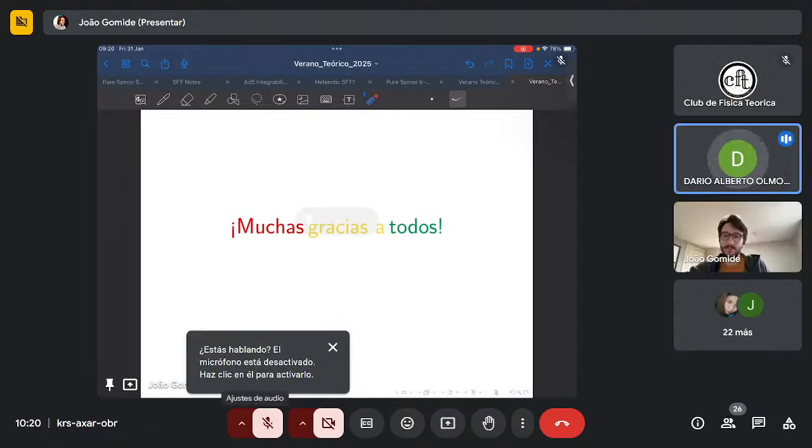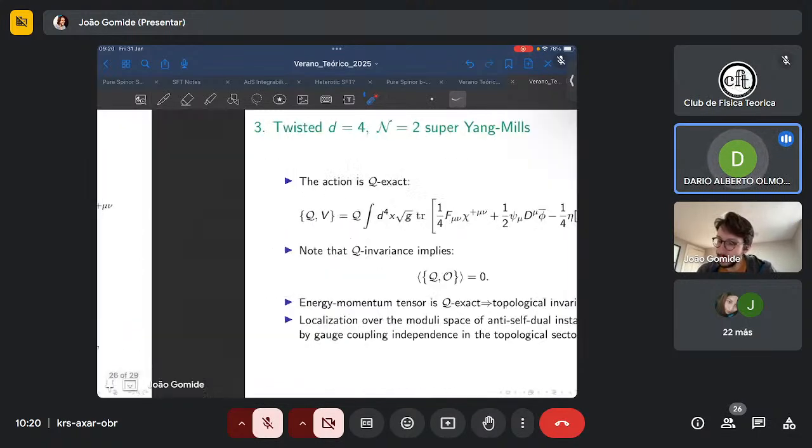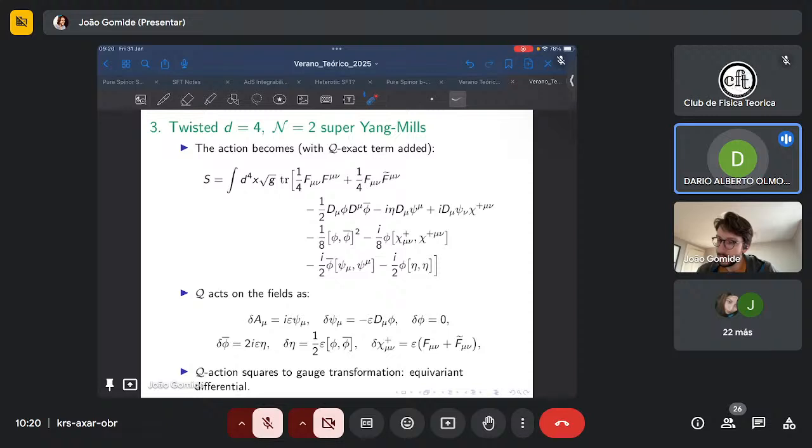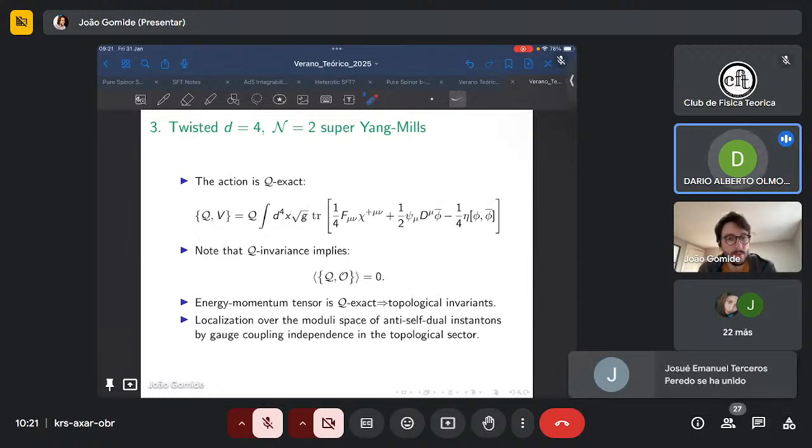Well, I have a question about the topological invariants that you mentioned. I would like to know which are the most important topological invariants in these topological quantum field theories, and what they can tell us about the theory or about the physics involved in those theories.